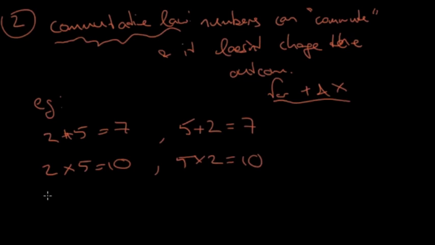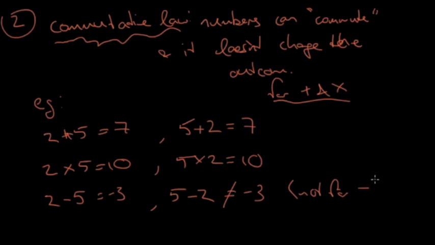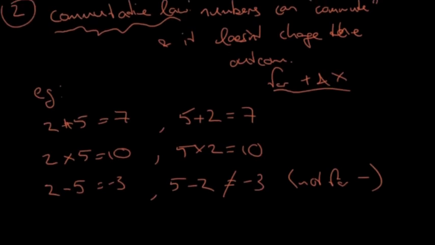But 2 minus 5 equals negative 3, and 5 minus 2 doesn't equal negative 3. So, not for subtraction. And we could do that for division as well, but I'm sure that's pretty clear to you. So that's the commutative law.